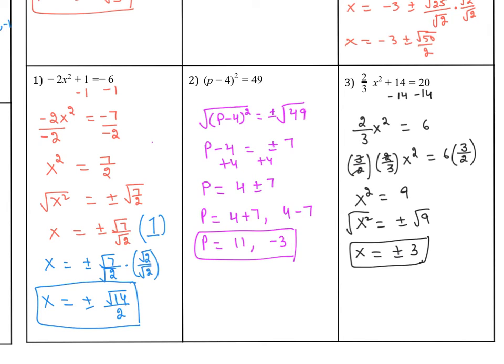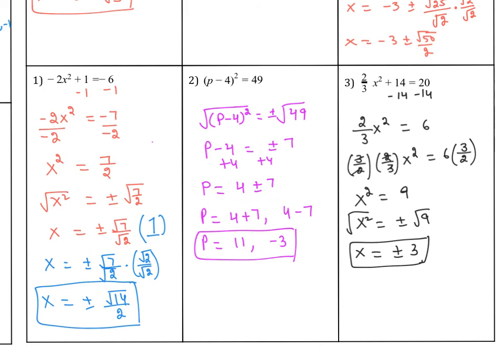For number 2, the square term is already isolated, so you're going to take a square root on both sides. So you get here p minus 4 equals plus or minus 7. So square and square root cancel. So you get p minus 4 equals plus or minus 7. So plus 4 on both sides, you get p equals 4 plus or minus 7.